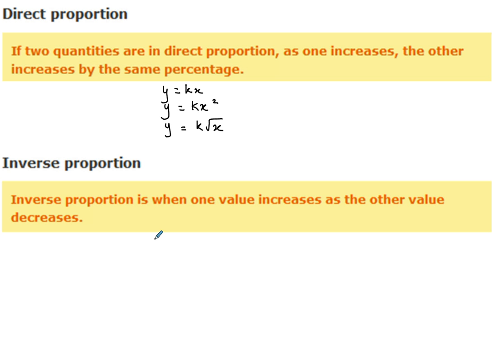So if y is inversely proportional to x, we write y equals k over x. If y is inversely proportional to the square of x, we'd write y equals k over x squared. If they said y is inversely proportional to the cube root of x, we'd write k over the cube root of x. Okay, so the k always stays at the top. Okay, let's do some questions now.